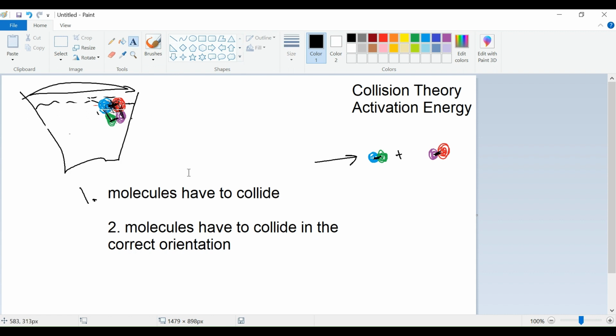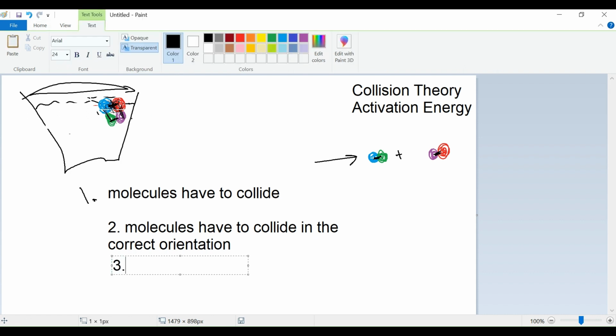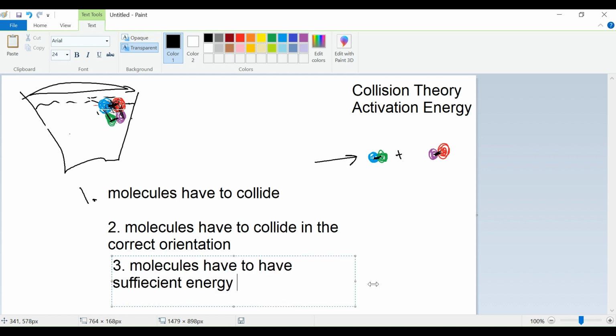So the third factor I have here is that my molecules must actually collide with enough energy, which in this case is going to be kinetic energy, so they have to hit each other fast enough. All right, so those are the three factors that have to happen in order for a reaction to occur.